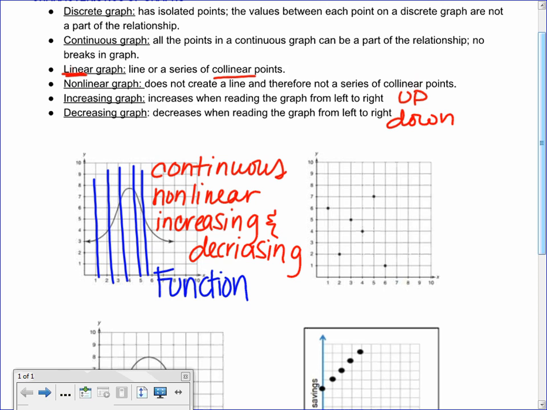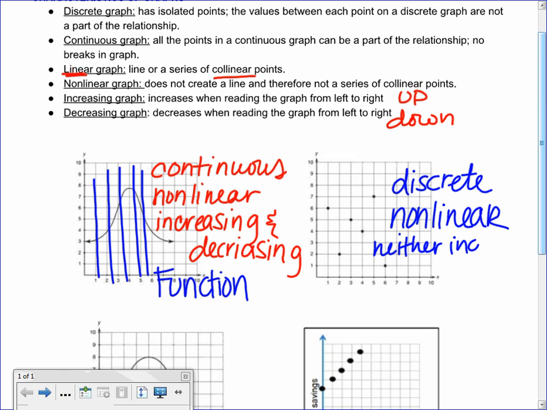So let's move to the graph next to it. So my first set of terms, discrete or continuous. This is discrete. Nothing's connected. Random points. There's breaks between your points. And then I don't see a straight line, so this is also nonlinear. Has no pattern, so it's really hard to form a straight line. And this is neither increasing or decreasing because I don't have a pattern. How can I decide if this is increasing or decreasing? I just can't.